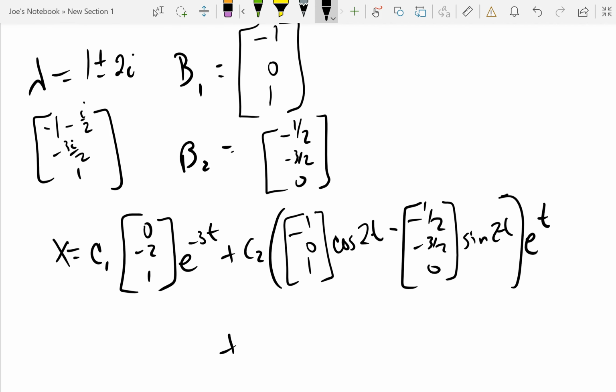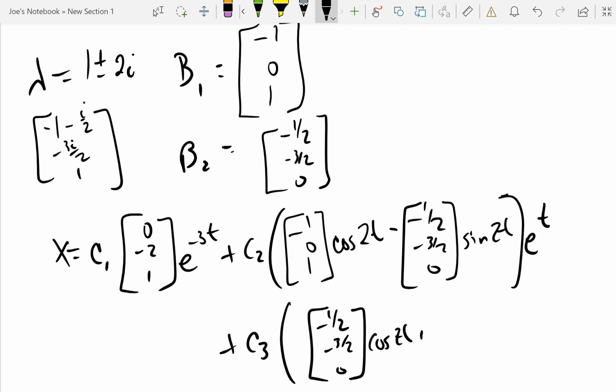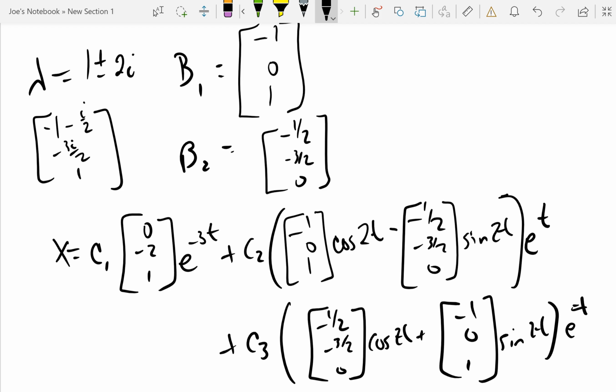And then our other linearly independent piece that we need will be the B2, negative 1 half, negative 3 halves, 0 times cosine of 2t, and it'll be plus negative 1, 0, 1 sine of 2t, and that's e to the t as well on the outside. So that gives us the solution to that particular problem for complex eigenvalues.